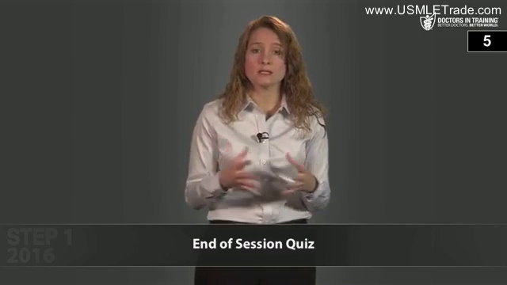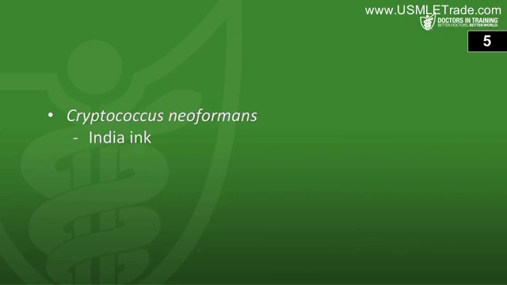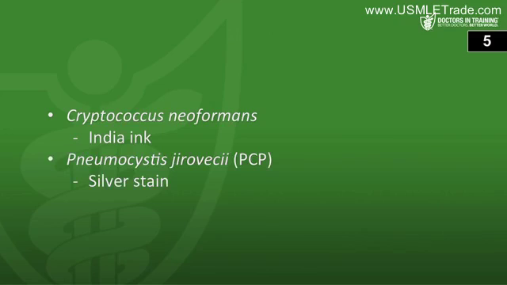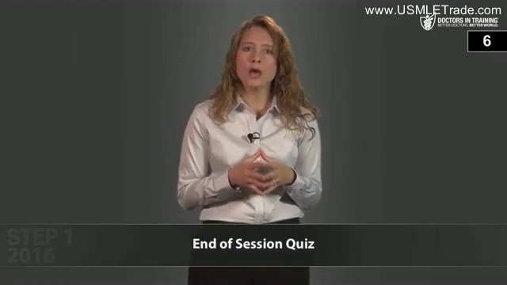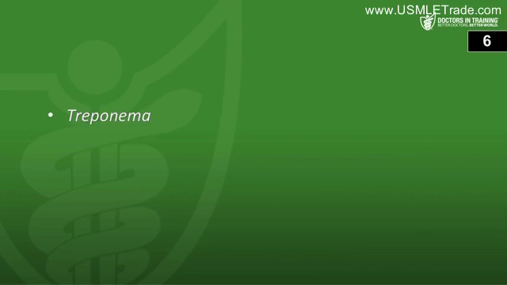What stain is required to see the following organism or substance? For Cryptococcus, you can use India ink. For PCP or Pneumocystis, you can use silver stain. For chlamydia, you can use a Giemsa stain. Next, which organisms are not well visualized with gram stain? Treponema. Remember that treponema have a thin corkscrew shape that's too thin to be well visualized with a gram stain.